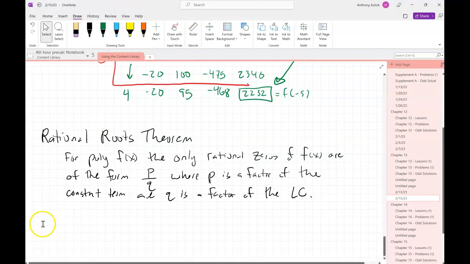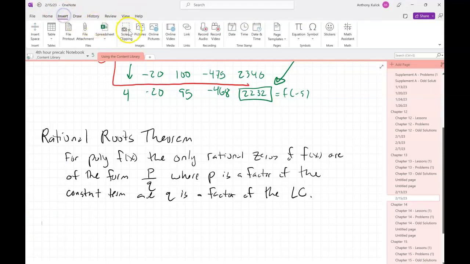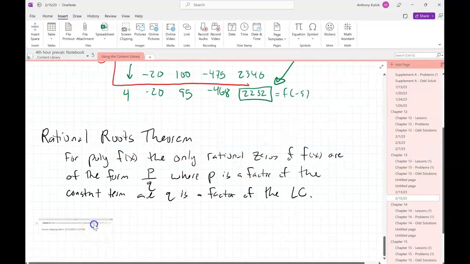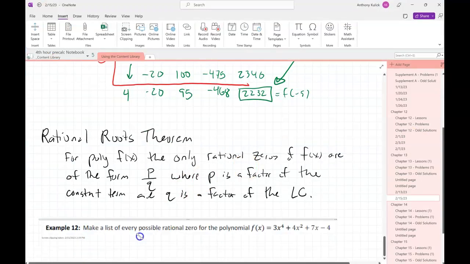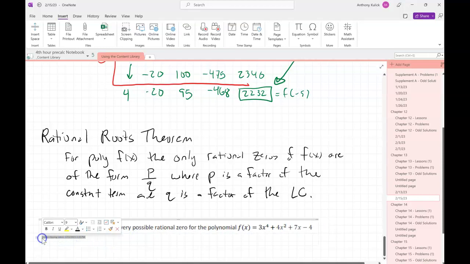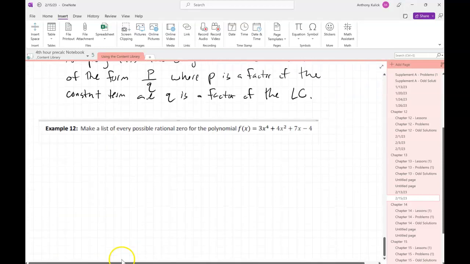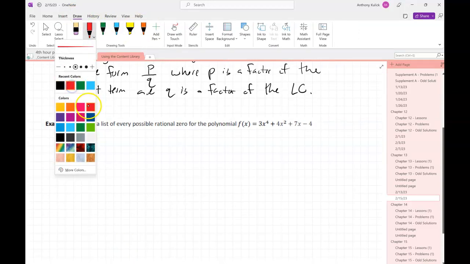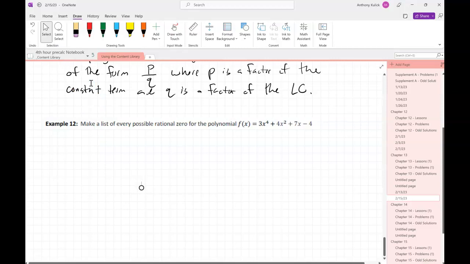So let's do a quick example using this rational roots theorem, because this is going to be one of our main tools for deciding where to start our synthetic division. All right, so it says make a list of every possible rational zero for the polynomial 3x to the fourth plus 4x squared plus 7x minus 4.